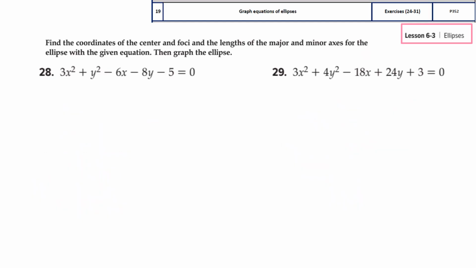Okay, now let's solve some important questions. I will be doing 28 for you and similarly 29 can be done. Here you are given the general form of the equation. So first you need to convert it into standard form. For that we will be using the completing the square method. So what I will be doing, I will be combining the like terms, x with x, y with y, and the number on the other side. So this is 3x square minus 6x together in one bracket plus y square minus 8y together, and this 5 goes on the other side, becomes positive.